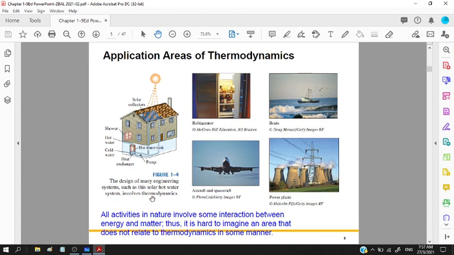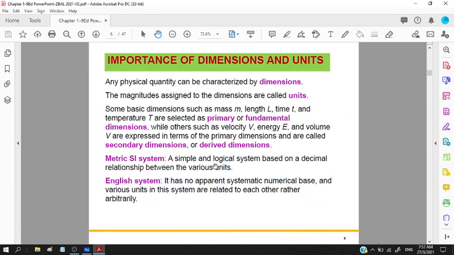This is some examples of the areas of application of thermodynamics: power plants, ships, boats, refrigerators, okay, air conditioning systems or the heating system in the house, and also propulsion in aircraft.